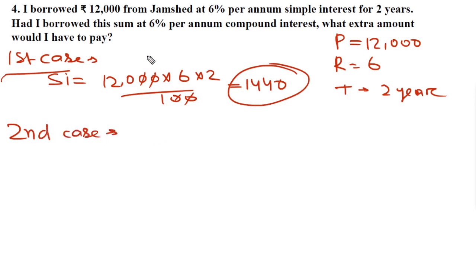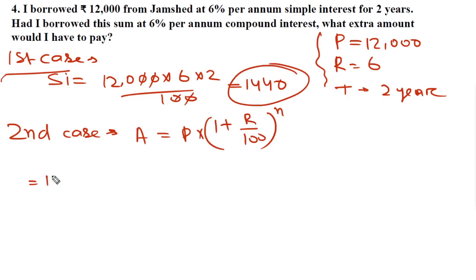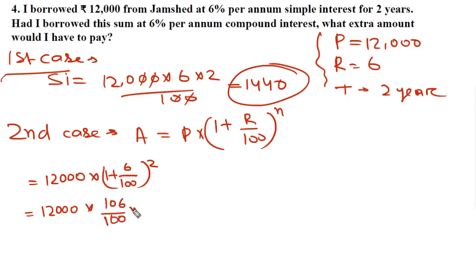In the second case, you can see the data are the same. So here we will find the amount. Amount is equal to, here the compound interest formula is P into 1 plus R by 100 to the power n. So it will be equal to P, 12,000, into 1 plus 6 by 100 to the power 2. Then it will be 12,000 into 106 by 100 into 106 by 100.